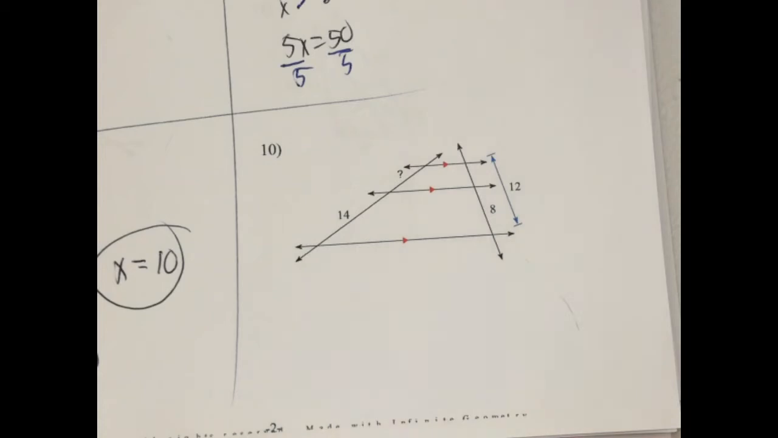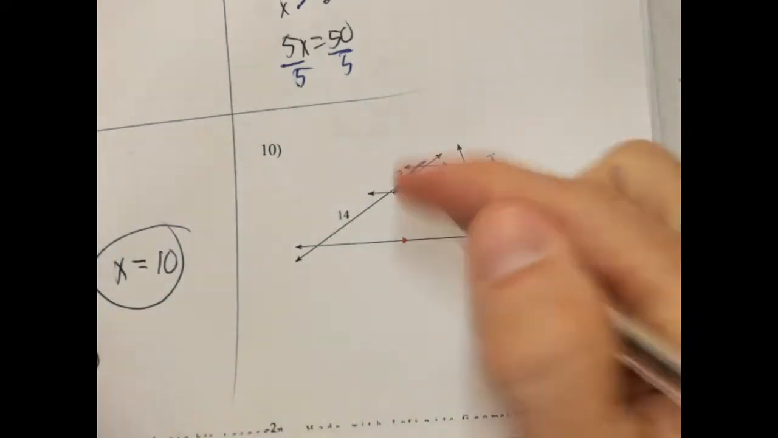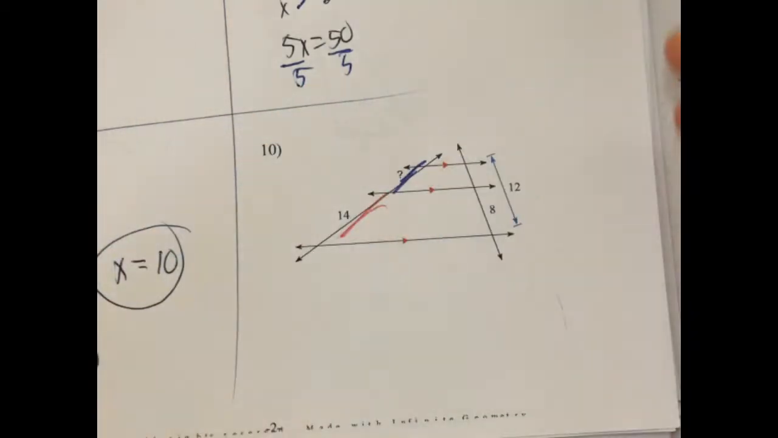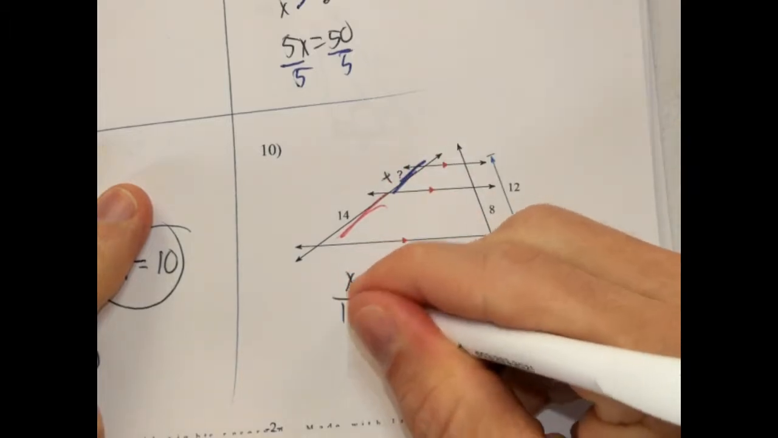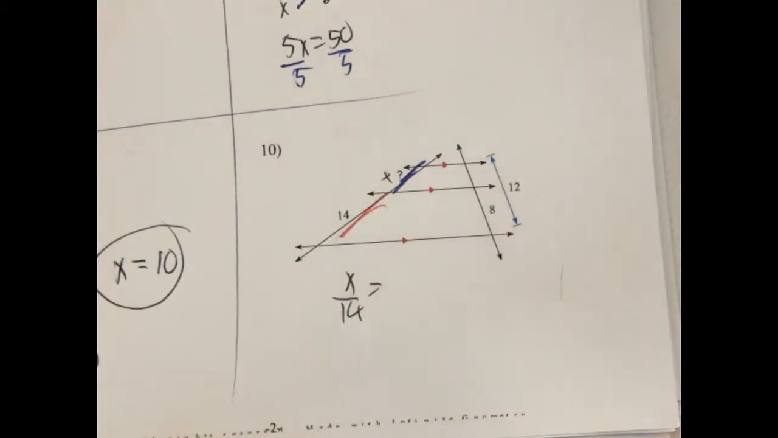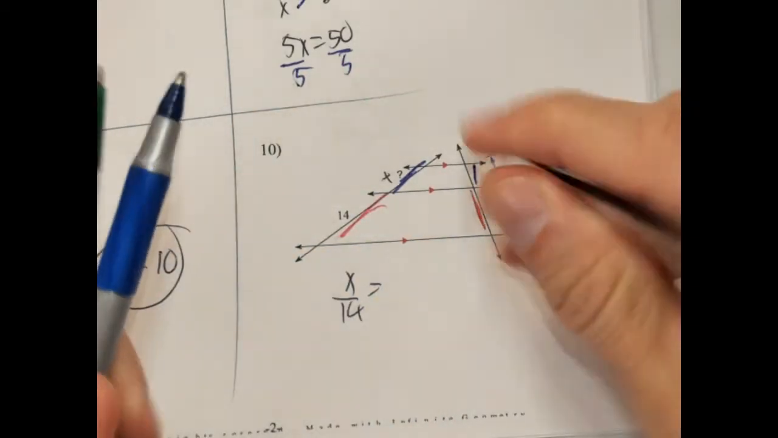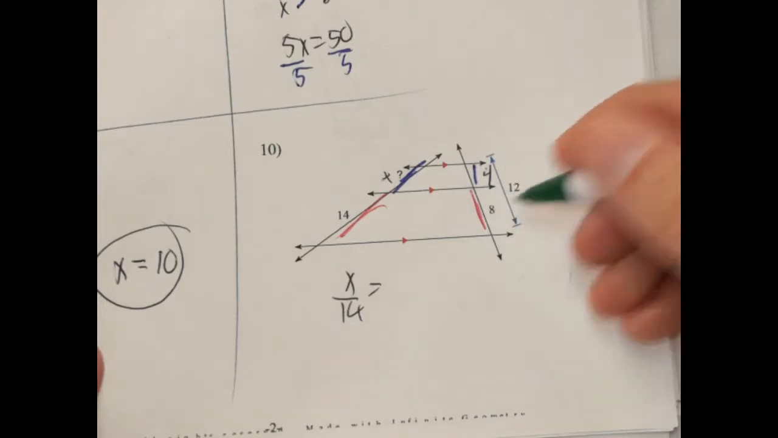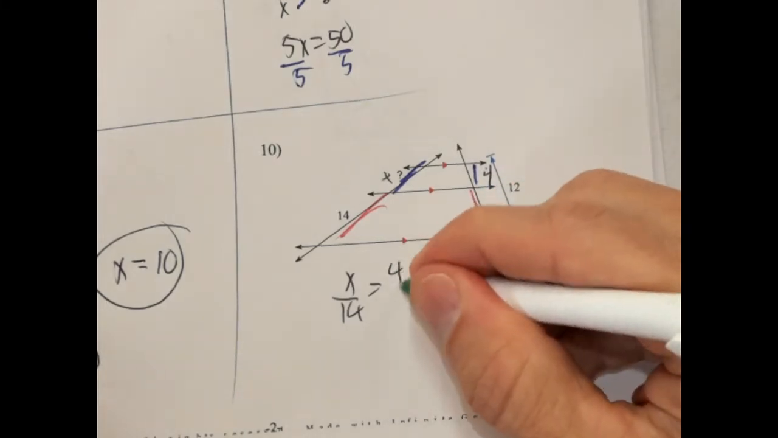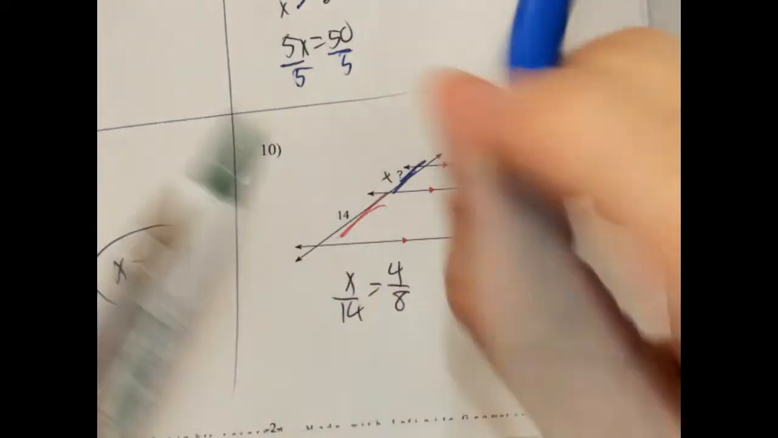So we have, okay, we got blue here and red here. So we're going to go with x because we don't know what that is. So x over 14 equals blue over red. So this whole thing is 12, which means this has to be 4 because that's 8. So 4 over 8. So this is going to be half that. I'm guessing x is going to be 7.